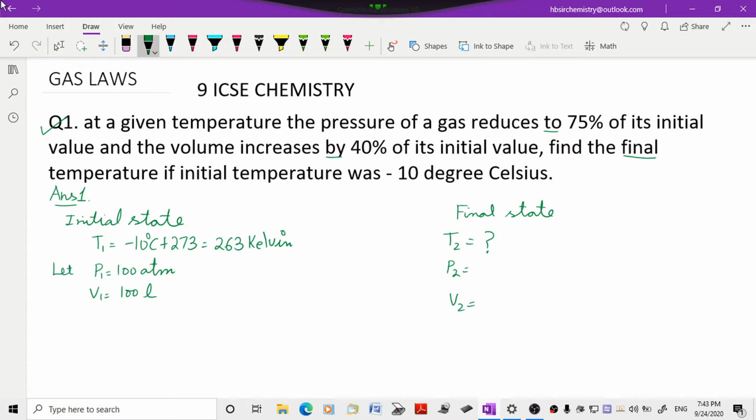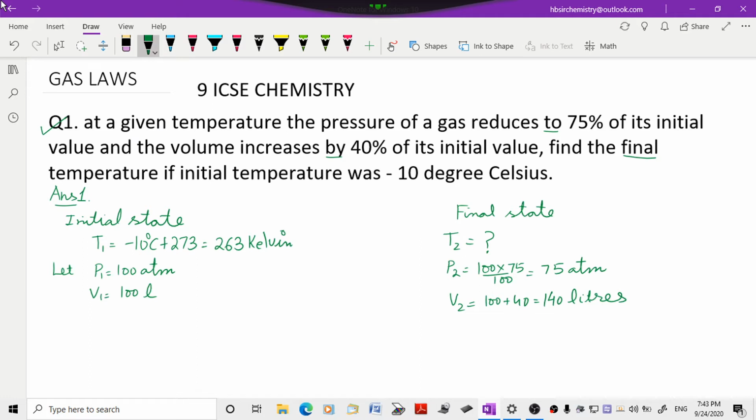And P2 is given as pressure of the gas reduces to 75%. So 100 into 75 by 100, this will become 75 atm, and the volume increases by 40, so it will be 100 plus 40, that is 140 liters.